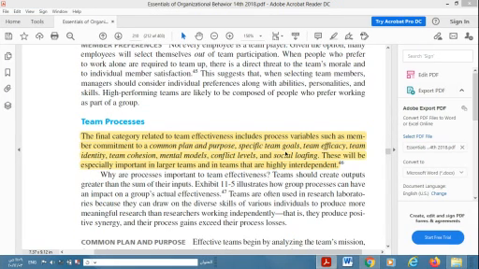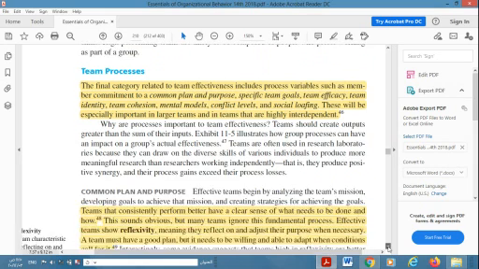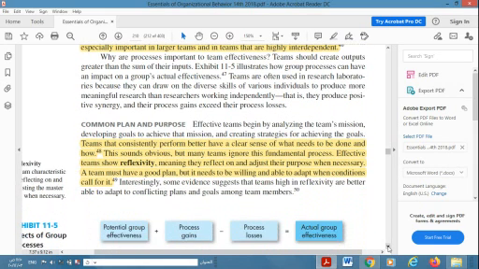The last category for creating and forming effective teams is related to the team process variables. The final category related to team effectiveness includes process variables such as member commitment to common plan and purposes, specific team goals, team efficacy, team identity, team cohesion, mental models, conflict levels, and social loafing. This will be especially important in a large team and in teams that are highly interdependent. Okay, so let's start to talk about those points in more detail.